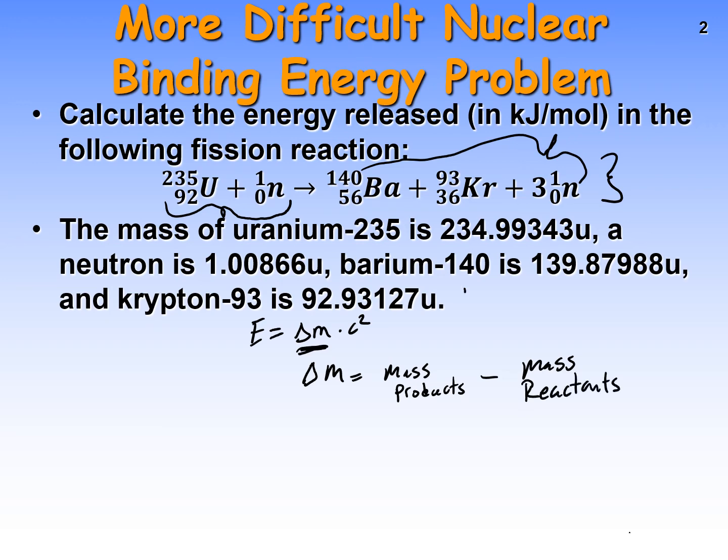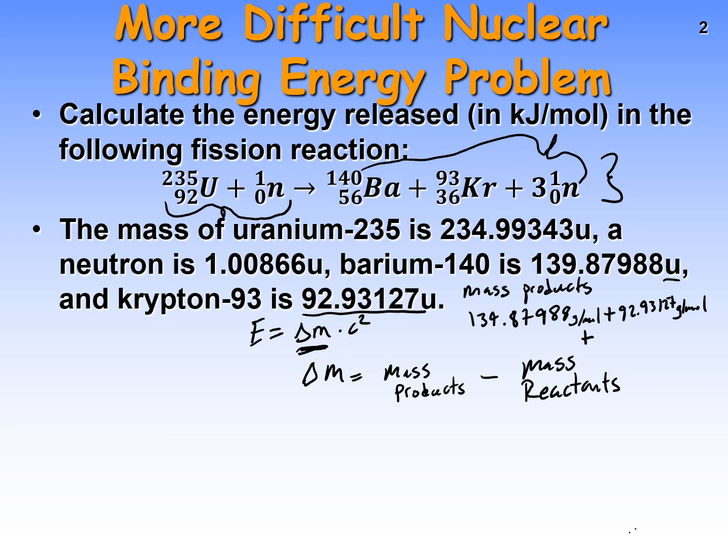Now let's look at the products. So mass of the products first. Well, what do we got? We got some numbers here in our problem. We know the mass of barium-140 is 139.87988. And again, atomic mass units are the same thing as grams per mole, so I'm just going to convert that so it's slightly easier to work with. I know that I have krypton here too, and we're given that mass here. So I know that that's 92.93127 grams per mole.